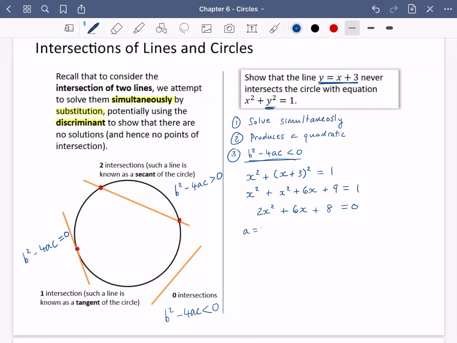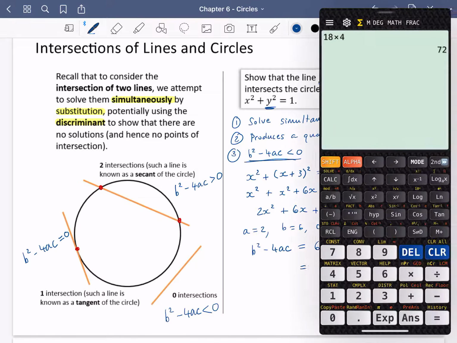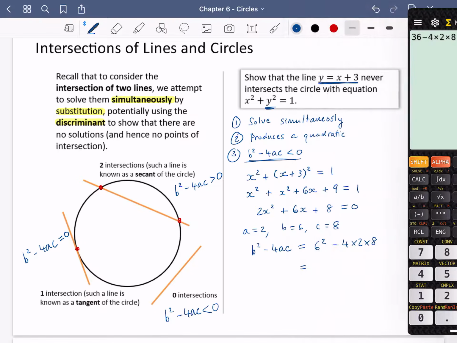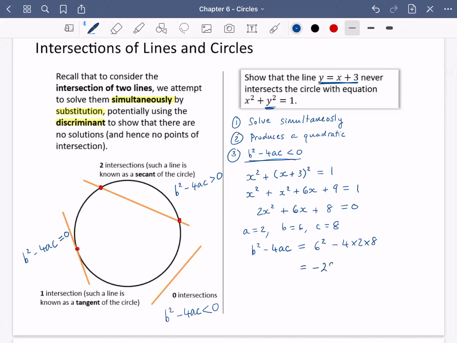So clearly a is 2, b is 6, and c is 8. So we're going to work out what b squared minus 4ac is. Now b squared minus 4ac is going to be 6 squared minus 4 times 2 times 8, which is equal to, if I just try it on here, 6 squared minus 4 times 2 times 8, and we get minus 28. So this is minus 28, which is less than 0.